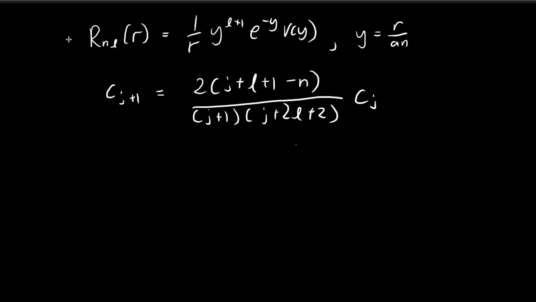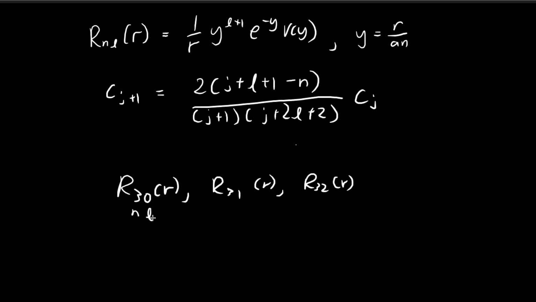In this video, we're going to take these expressions that we've learned and apply them to obtain R30, R31, as well as R32. These will correspond to the case when n is equal to 3, and l is equal to 0, l is equal to 1, and l is equal to 2.